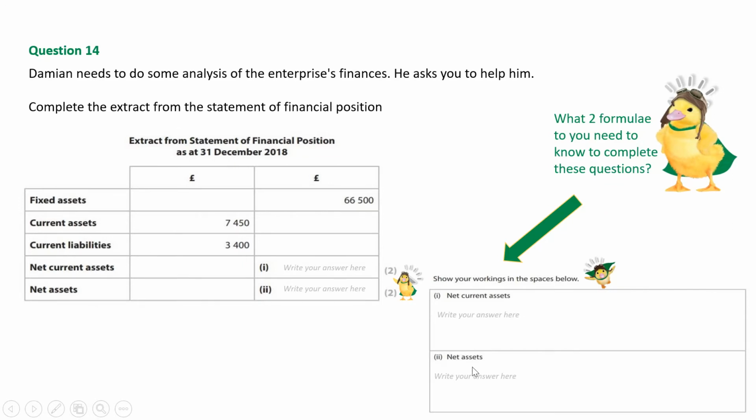So the first thing you need to do is look to the right on the slide and actually look at the working out space below. And the second thing you need to do is then try and remember the formula. So I suggest you write your formulas down in each of those boxes and then off you go.